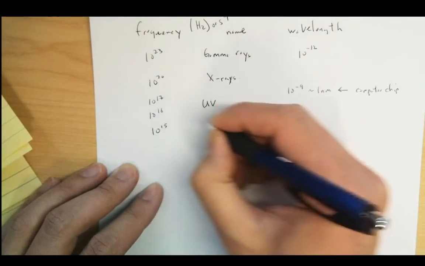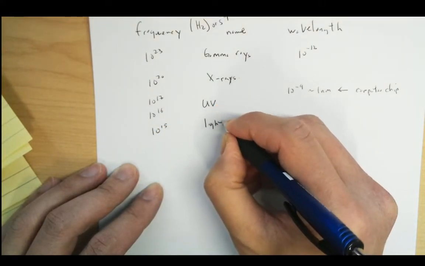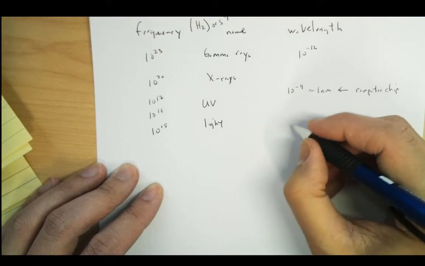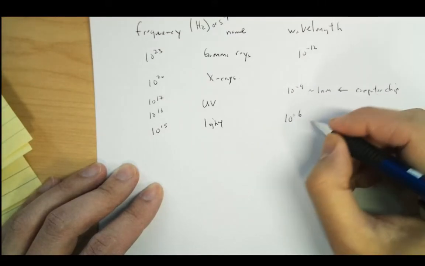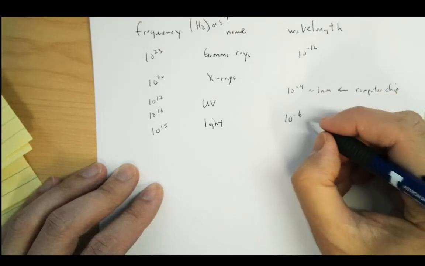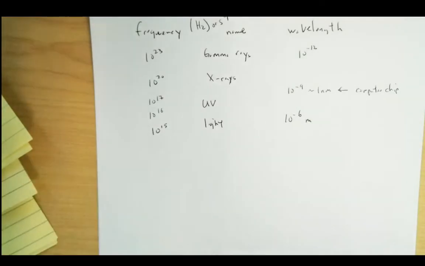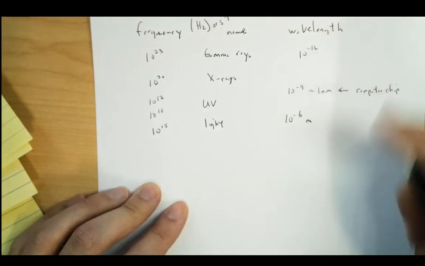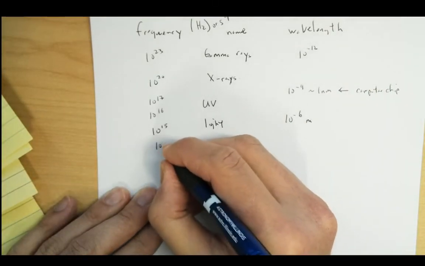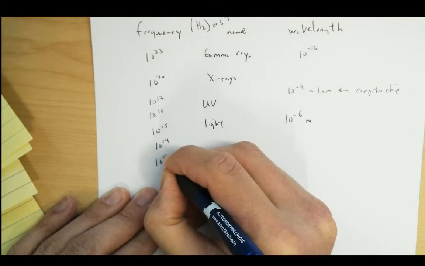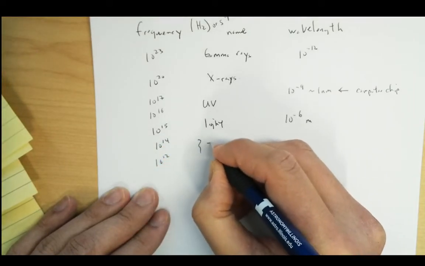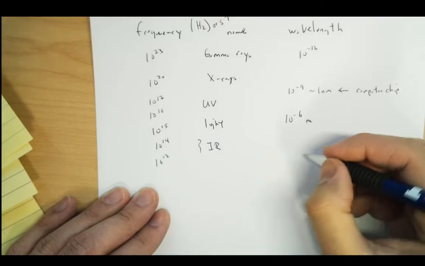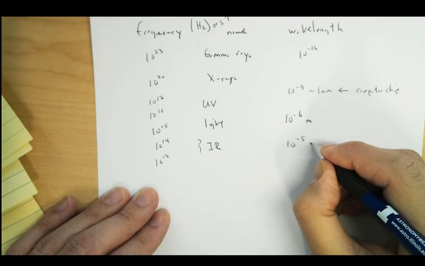10 to the 15, that's light. This is about 10 to the minus 6, I believe, meters. Is that right? It's a few hundred nanometers, so maybe close to 10 to the minus 7. Then 10 to the 14 to 10 to the 12, this is called IR, infrared radiation. It's roughly around 10 to the minus 5 meters or so.